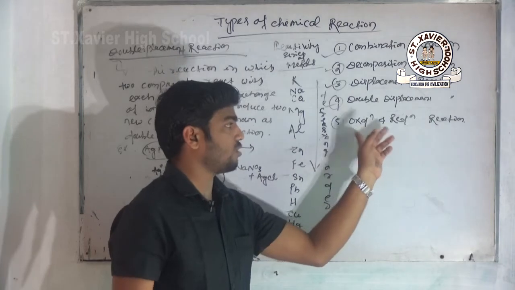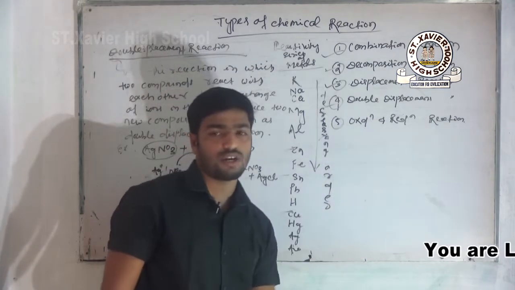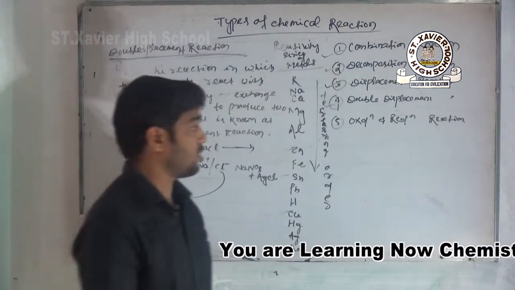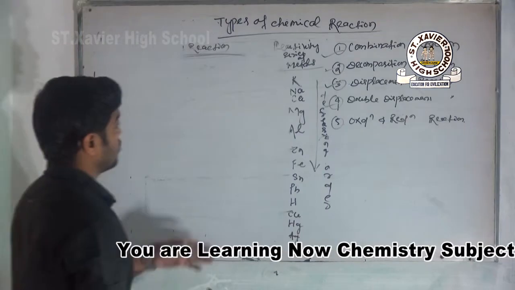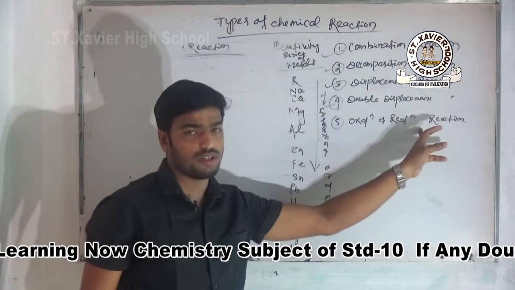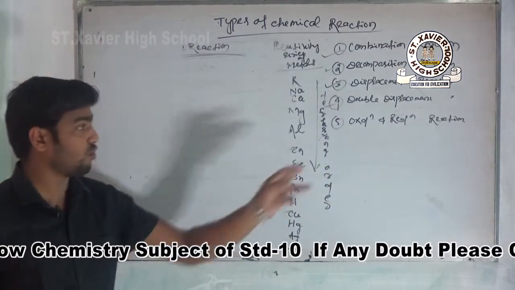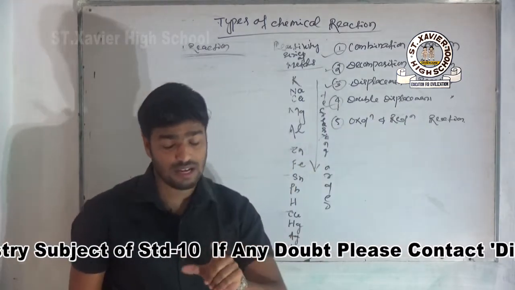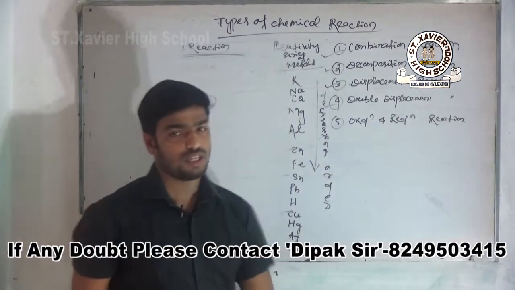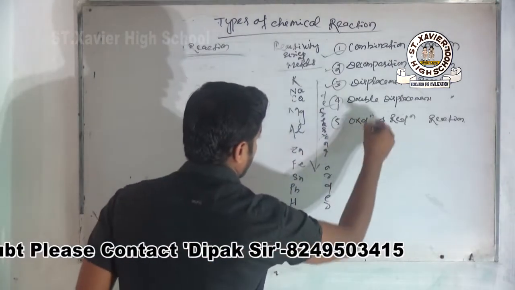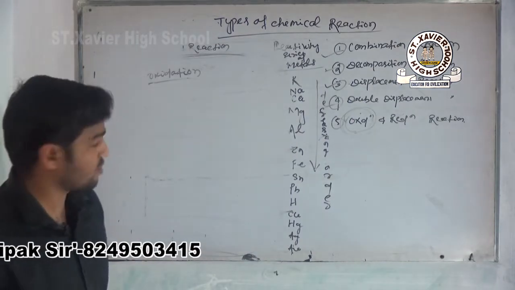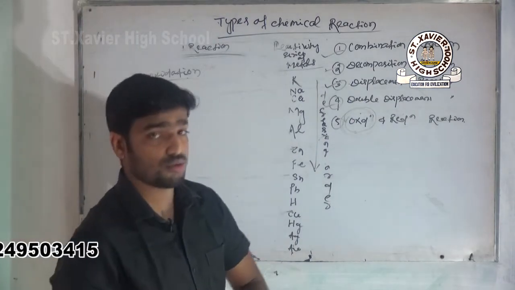Coming to the fifth and last type, that is oxidation and reduction reaction. Now, what is oxidation and reduction reaction? Before starting the last type of chemical reaction, we need some fundamental idea about oxidation and reduction. What is oxidation and what is reduction? Then we will go through the oxidation and reduction reaction. First, what is oxidation?